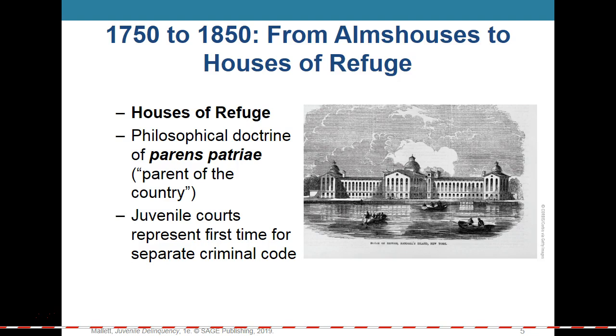The 1800s movement to discontinue the use of adult jails or almshouses for these children and establish separate facilities. That's where we have the parens patriae, parent of the country, which was established through numerous legal decisions that supported the belief that the state should act as benevolent legal parent. The juvenile court, as we talk about, gives us that separate criminal code.